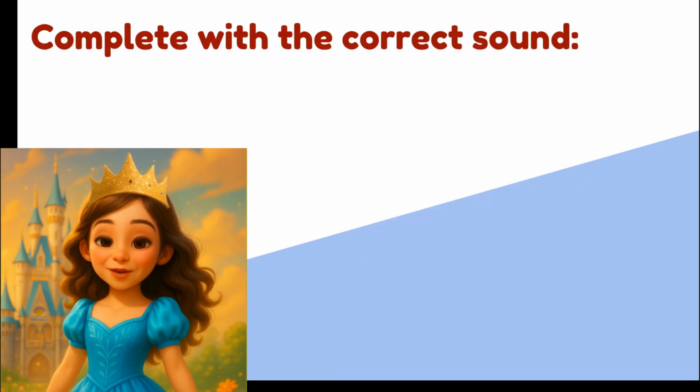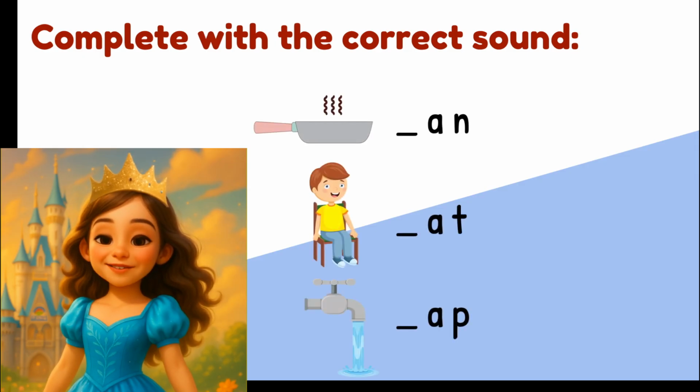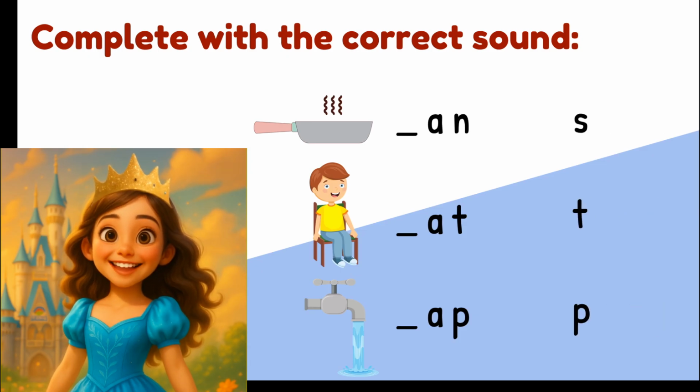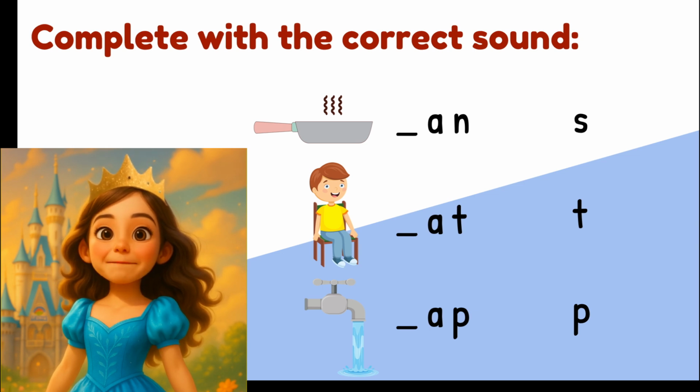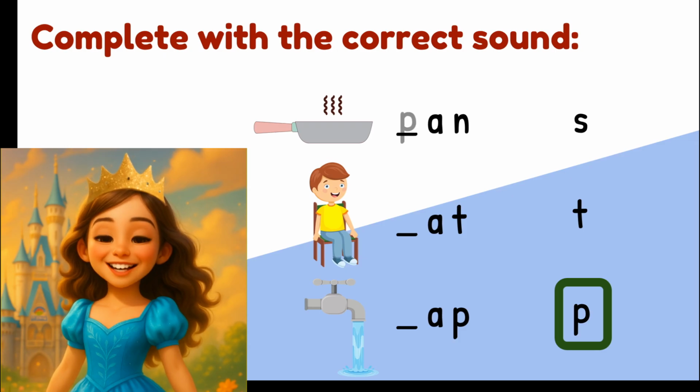Let's try again one more time with different words, of course. Now we have, remember what they are? We have a pan, a boy that sat down, and a tap. So let's start with the first one. The first one is a pan. Listen to it. Pan. What sound is that? Is that s, t, or p? Good job. It's p. And that's the p symbol. The letter P. And then you put it over there.